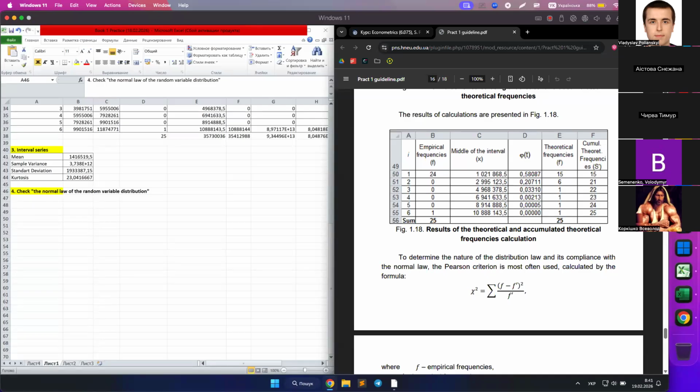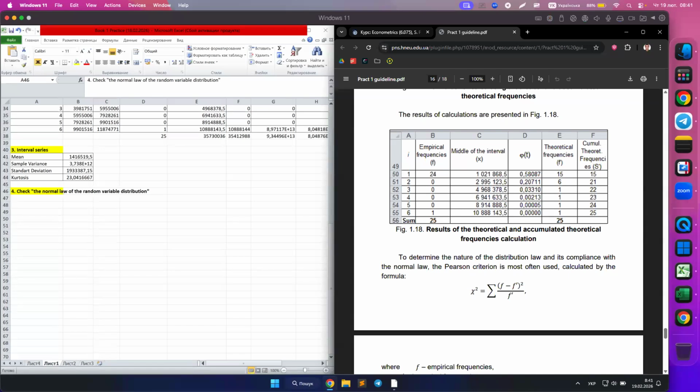So we continue our first practice, and we continue with the check of the normal distribution law. For this we have to create an additional table with some calculations, and after that create the final conclusion about whether we have the normal law of distribution or we don't. So let's create this additional table.